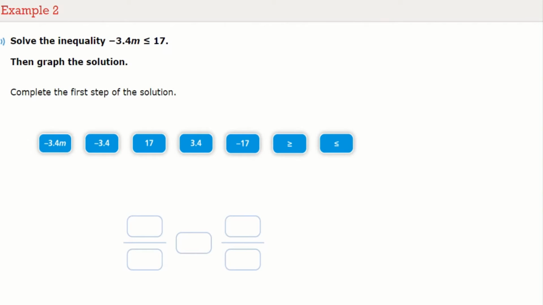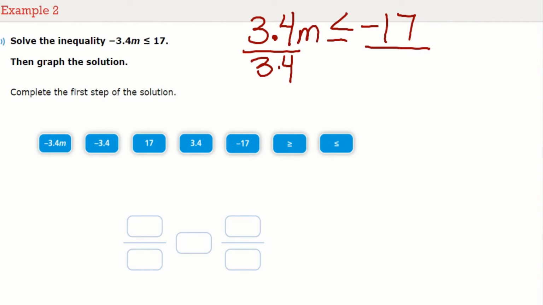Now I'm going to give you another situation where people sometimes get confused. Let's say, for example, this was 3 and 4/10 m is less than or equal to negative 17. Now we have to divide both sides by 3 and 4/10. 3 and 4/10 m divided by 3 and 4/10 is just m. And then negative 17 divided by 3 and 4/10 is negative 5.